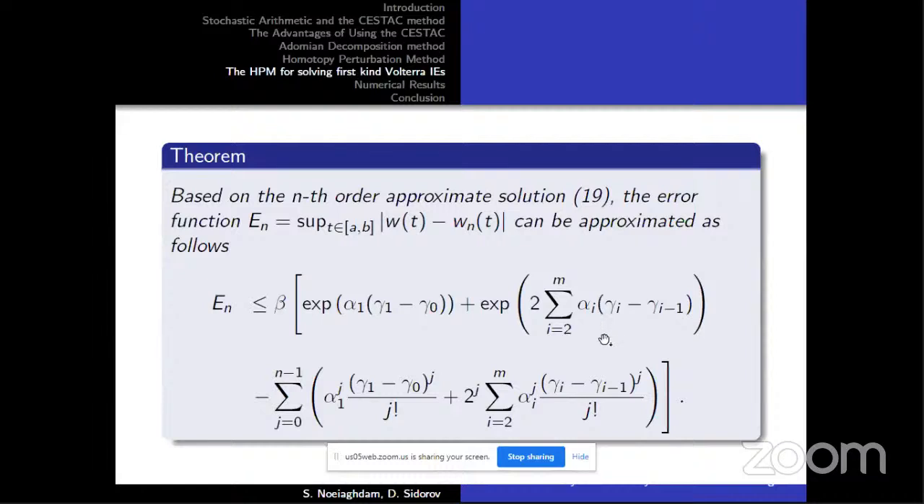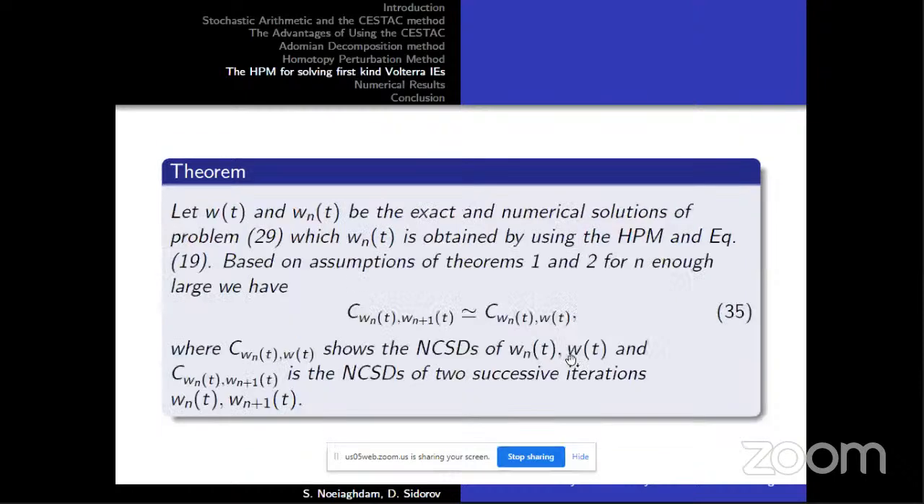And definitely without the error bound, we cannot prove the main theorem of the CSTEC method. So at first, we should prove the error bound of the problem. And applying the error bound, we will be able to prove the CSTEC main theorem. And here again, we want to show the equality between the number of common significant digits between two successive iterations, and on the right hand side, the number of common significant digits between the exact and approximate solution.